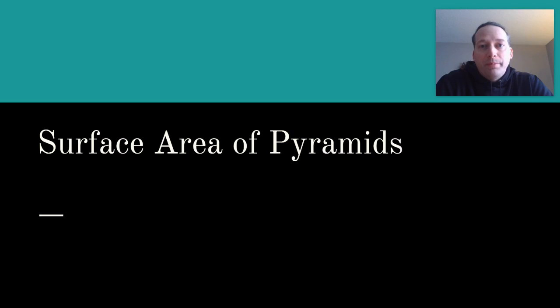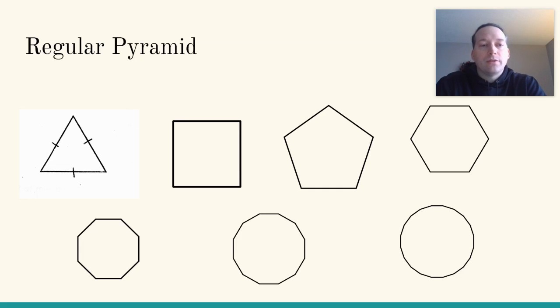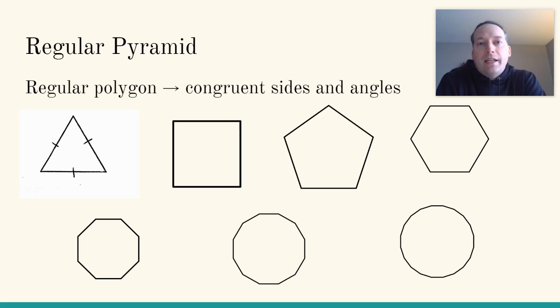Now today we're going to move on to a pyramid. Now a pyramid's a little bit different. A pyramid has a base, and then each lateral side is connected with triangles. So we're going to have to talk about real quick what is a regular pyramid. A regular pyramid is a polygon that has congruent sides and congruent angles.